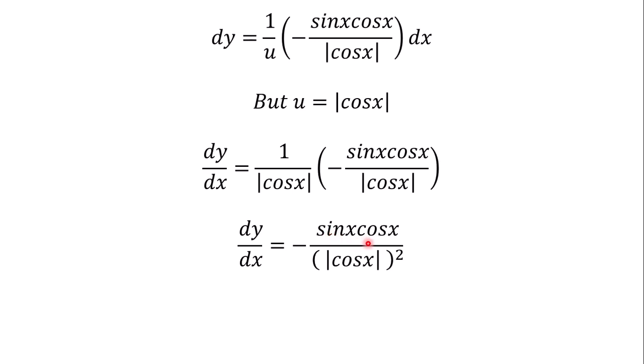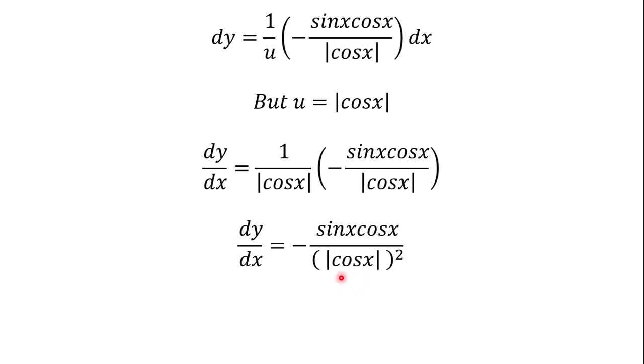So here we are going to get sine x times cos x all over cos x squared, and the absolute value gets vanished, because now we have become certain that the value for this one will be positive. We have been assured that it will be positive.